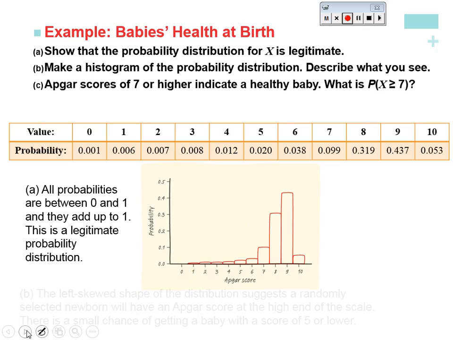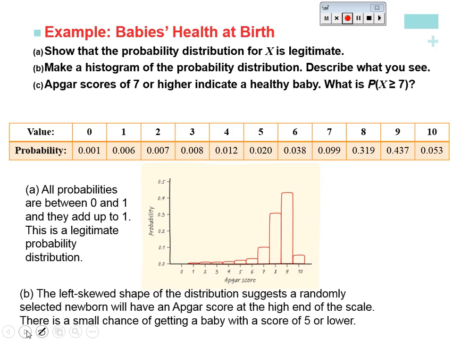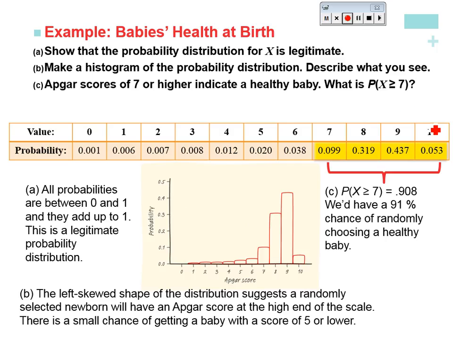And then for part C, Apgar scores of 7 or higher indicate a healthy baby. What is the probability that x is greater than or equal to 7? That's these categories here: 7, 8, 9, 10. So the probability that someone has a score greater than or equal to 7 is 0.908. We would say there that we'd have a 91% chance of randomly choosing a healthy baby. That's what they're considering to be a healthy baby, a baby that has a score of 7 or more.